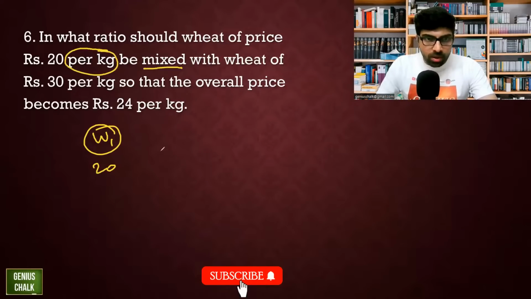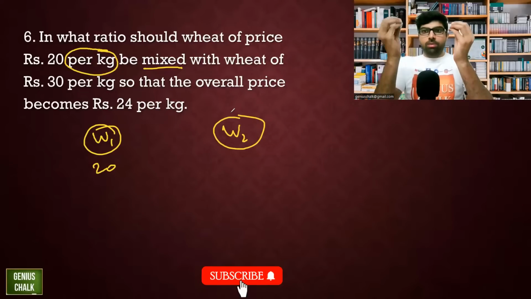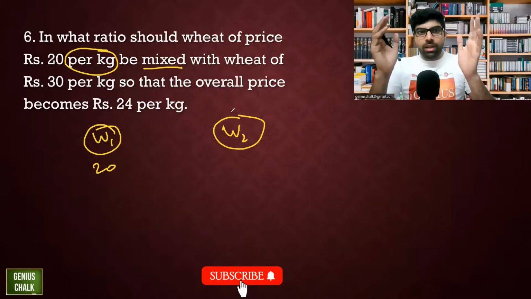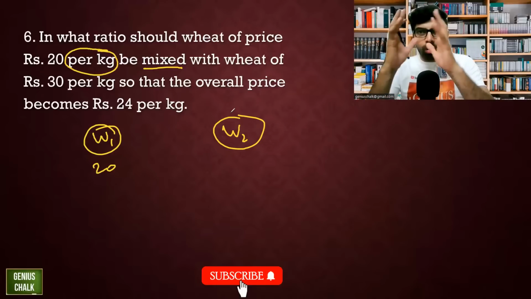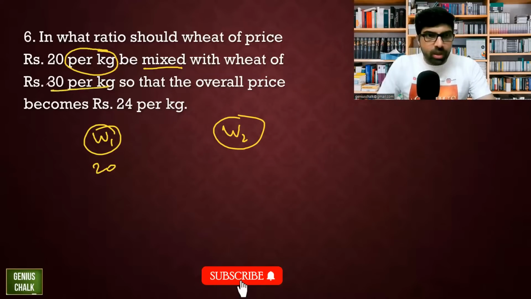First thing, mixed. Now I'm mixing this price. One type of price I've got, second type of price I've got, and I'm mixing them. After mixing, I'm getting some different overall price. So what is that? 30 rupees per kg. And the overall is 24 rupees per kg.